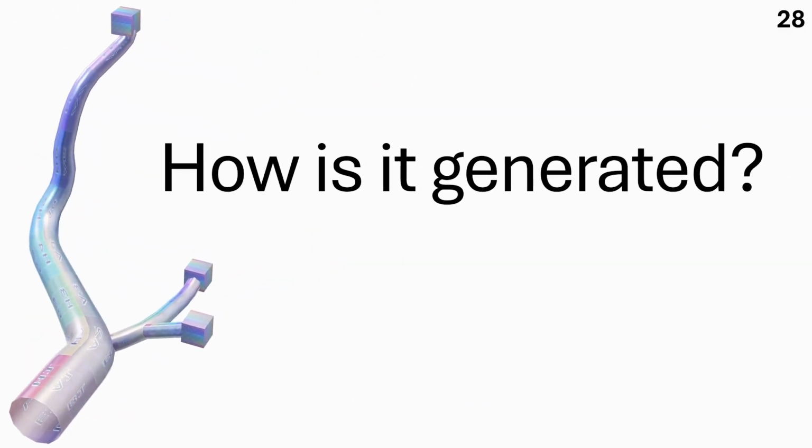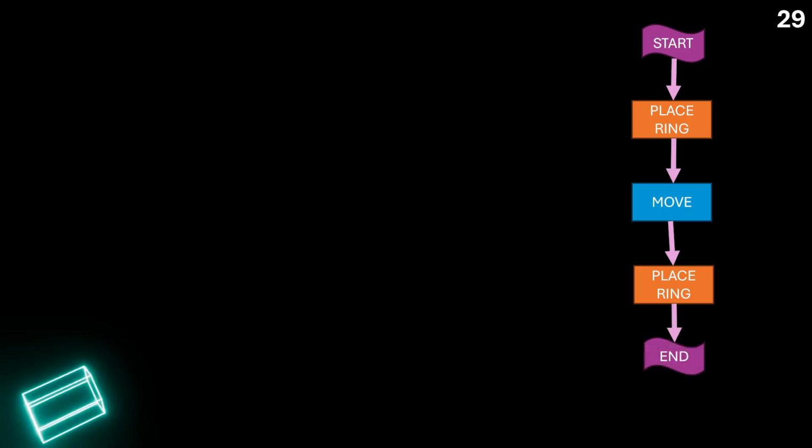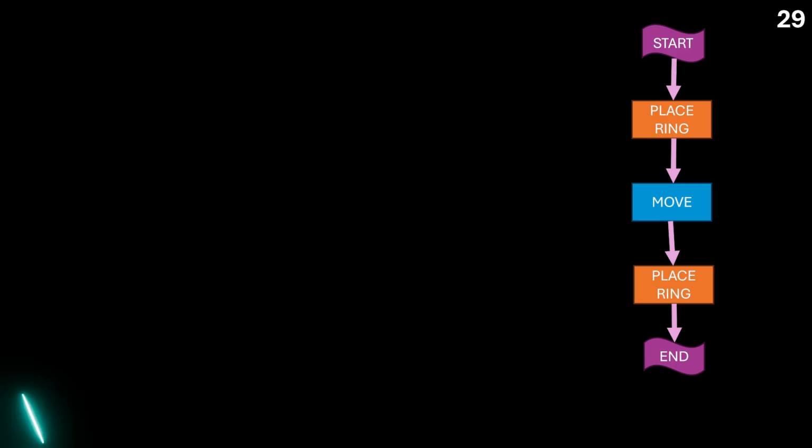So how is it generated? So let's go step by step. So first, we place a ring somewhere, and then we move forward somewhere and place another ring. And let's just see how that looks for now. So here is showing the generation step by step. We have one ring generated, and we move forward and place another ring. So we want more than just 2 rings.